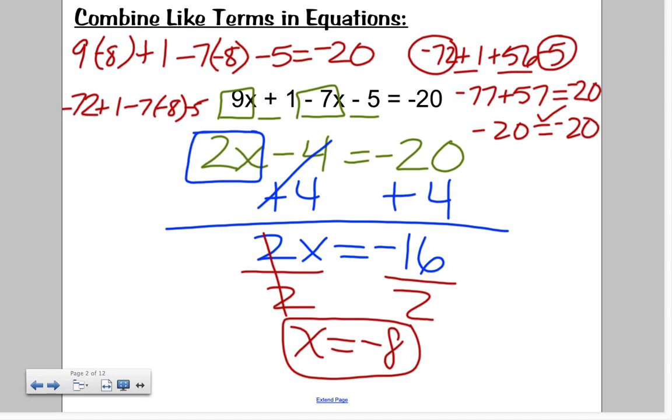Now, this is a little bit intense check. You guys agree? It's a lot more steps, a lot more reasons that you could make mistakes if you're careless, right? Okay.